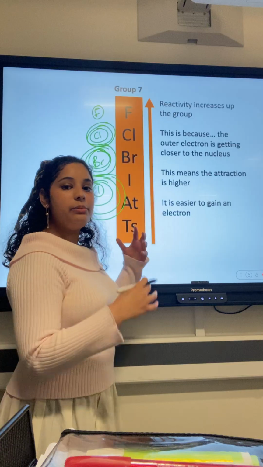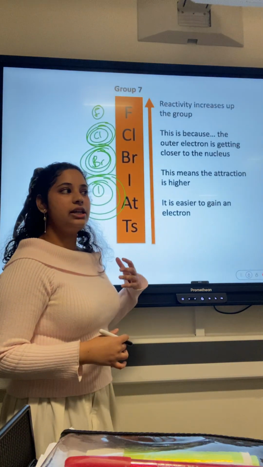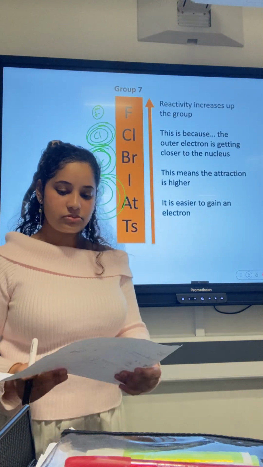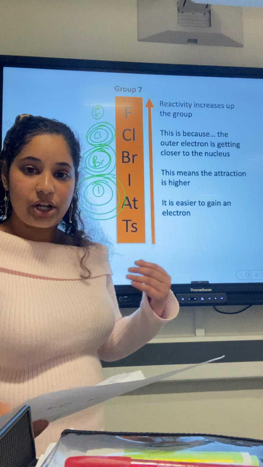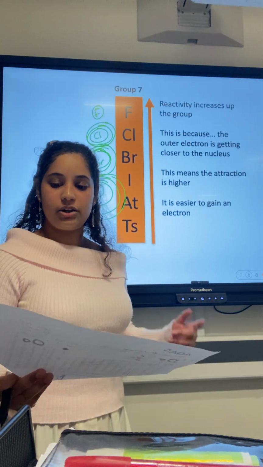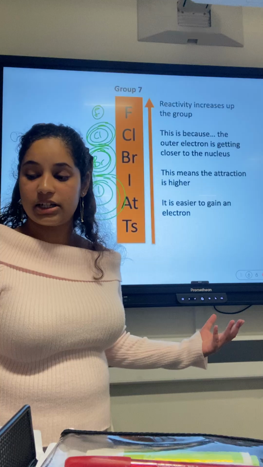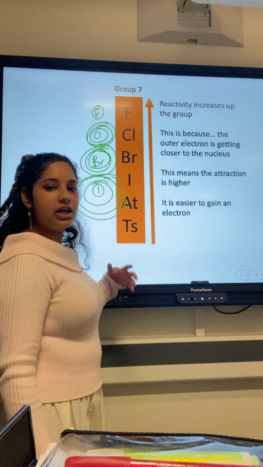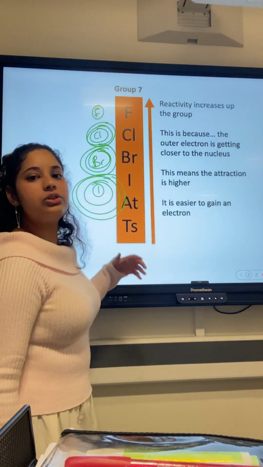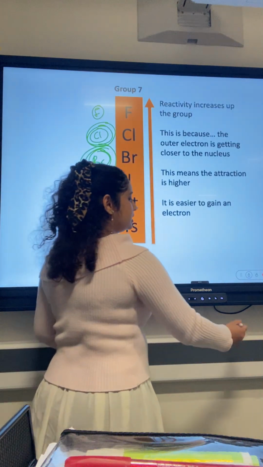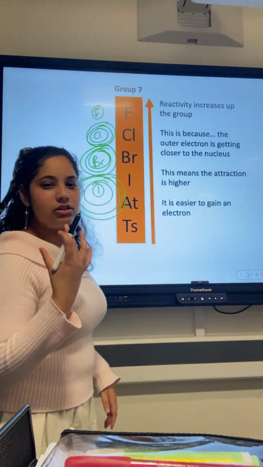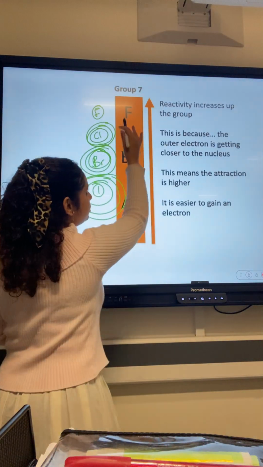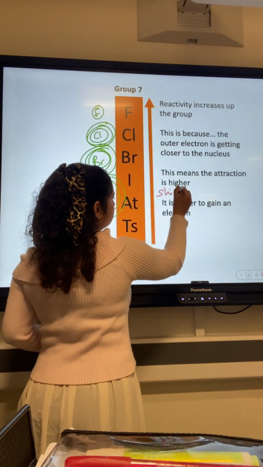As we go down, because the number of electrons is increasing, the atomic radii increases as well. If you look at your periodic table, for the halogens, fluorine has 9 electrons, chlorine 17, bromine 35, so there's a big jump in electrons. If we're adding more electrons as we go down, the number of shells will increase. And like I said in the previous video, examiners love the word shielding. Shielding just means the number of shells. So as we go down, the shielding increases.